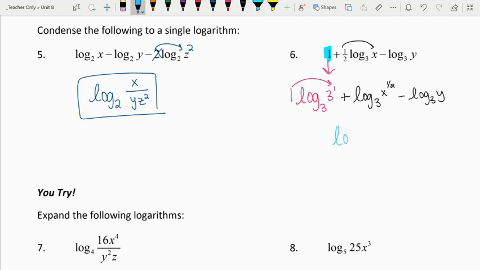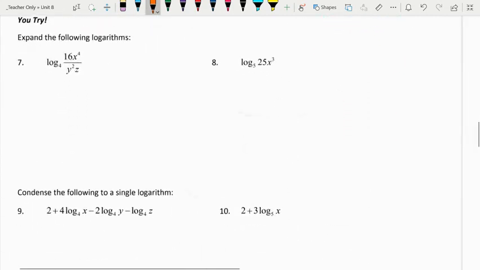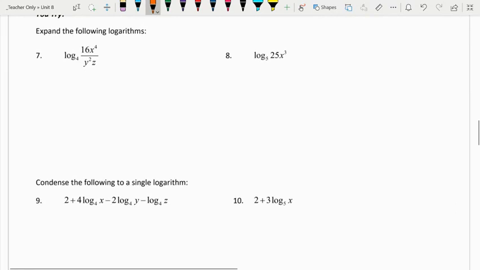So we can start throwing these together. Log base 3 of 3 times x to the 1/2. But remember, 1/2 is the same thing as the square root. You do need to rewrite it as a square root if you can. And then in the denominator is going to be y because there is a subtraction there. So it needs to go in the denominator because of the negative exponent it would have. So at this point, I encourage you to pause the video and try these on your own, and then I'm going to go through them pretty quickly.